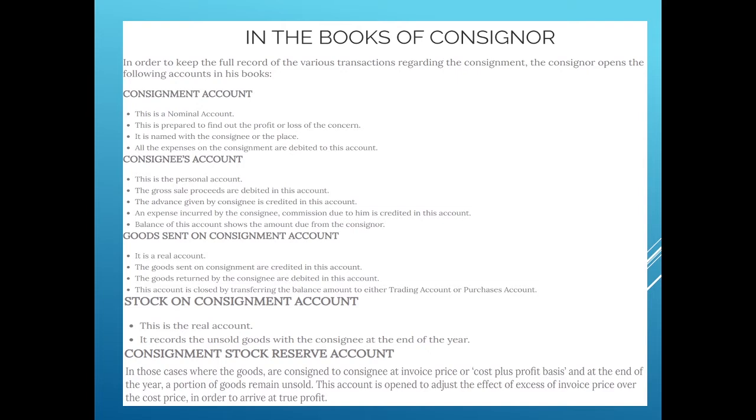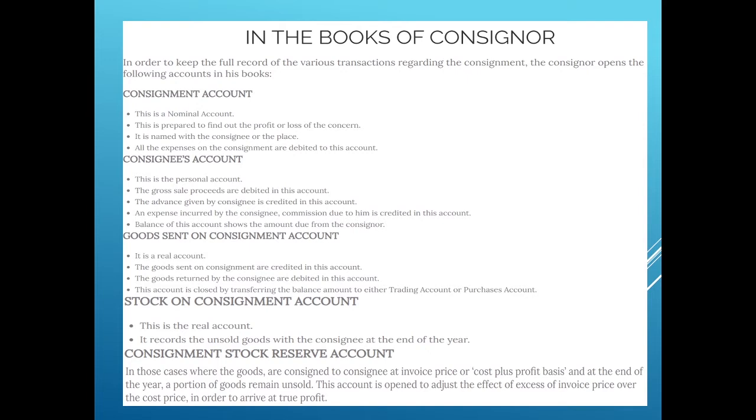And another one is the goods sent on consignment account. It is a real account. In it, we are posting the goods, that's why it is a real account. So goods sent on consignment are credited to this account. Goods returned by the consignee are debited to this account. The balance is transferred to the trading or purchase account.